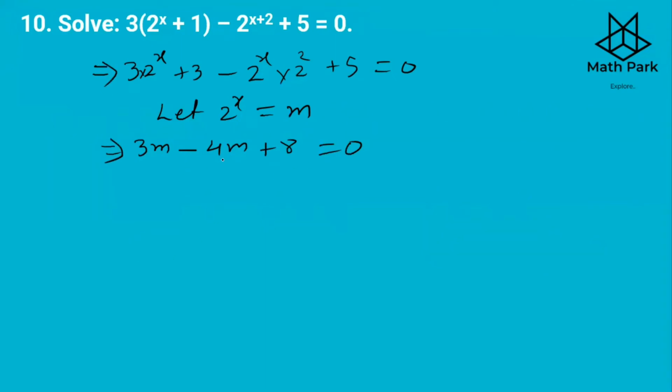So we get 3m minus 4m is minus m. This plus 8 goes here, it becomes minus 8. This is how you get m is equal to 8. Put back the value of m. So you have 2 raised to x is equal to 8. So 2 raised to x is equal to 8 is 2 cube. Comparing this, we got x is equal to 3.